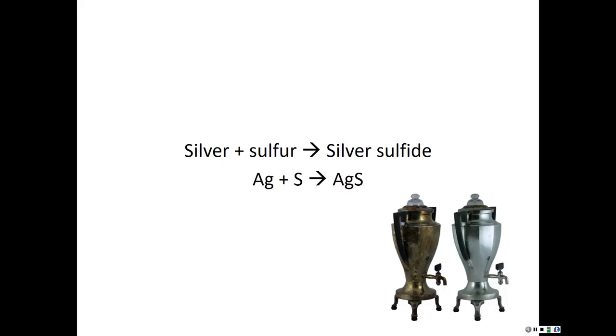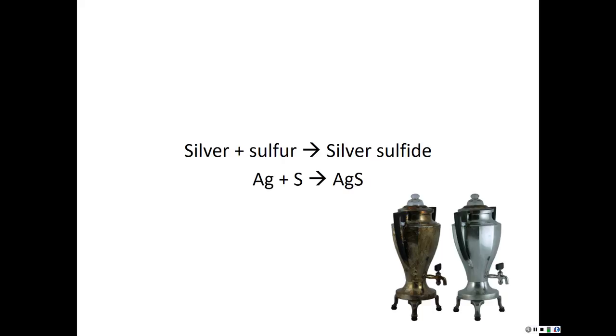So here, for example, is the formation of silver sulfide. If you have real silverware made out of silver, it gets black and gunky over time. The reason that occurs is the silver reacts with sulfur in the air to form silver sulfide. So here is the chemical reaction for it. Silver plus sulfur forms silver sulfide. Or with just the chemical symbols, silver and sulfur make silver sulfide. So that's your basic chemical reaction.